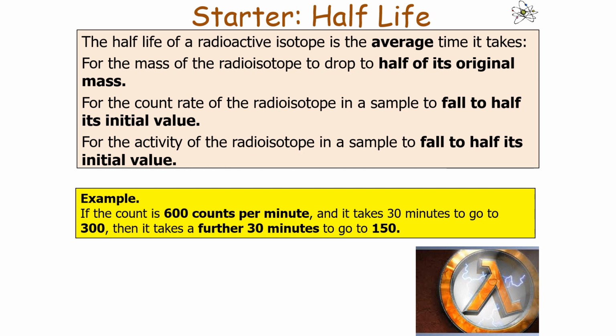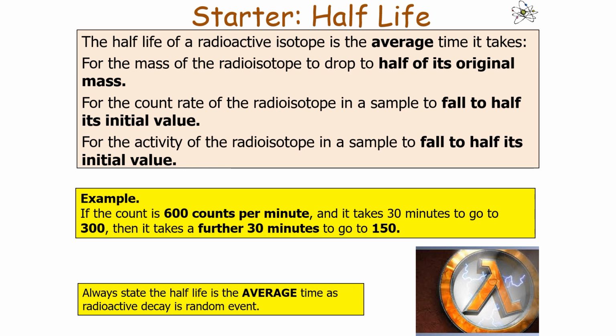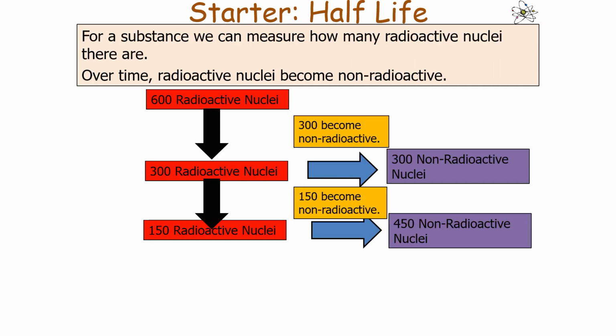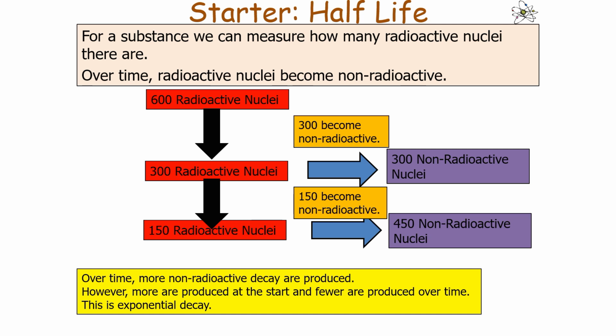Now it's important that we always state that the half-life is the average time for the mass to halve, the count rate to halve, or the activity to halve, because radioactive decay is a random event. So for a substance we could measure how many radioactive nuclei there are, and over time the radioactive nuclei will become non-radioactive via radioactive decay. So over time more and more non-radioactive nuclei are produced via this decay. There are more produced at the start and fewer produced over time because this is exponential decay.